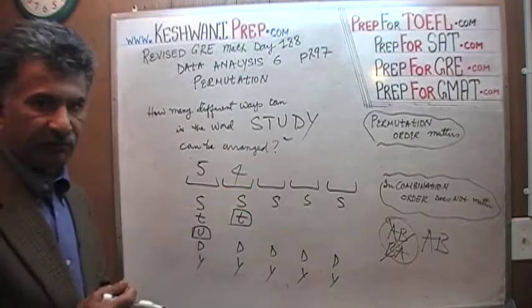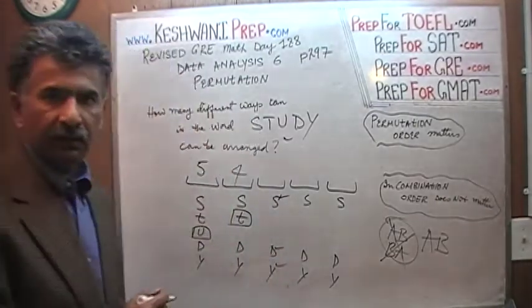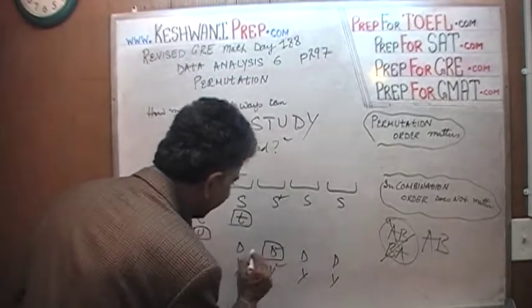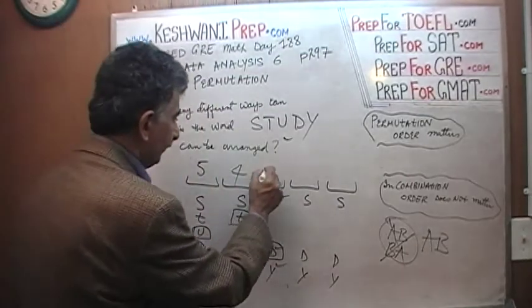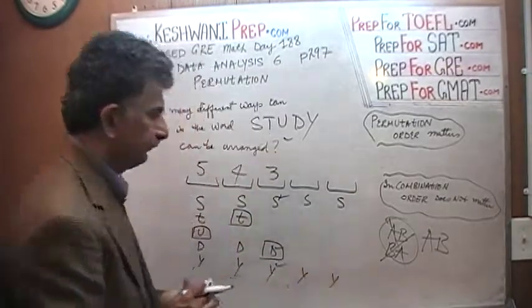Let's pick somebody for the third spot. How many choices do we have? We have three choices. We can pick either this guy or this guy or this guy. Let's suppose that we pick letter D for the third spot. If you pick D, we can no longer pick him again.